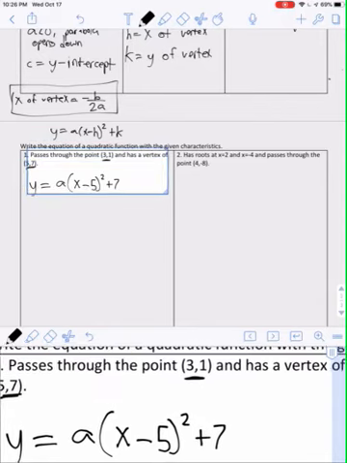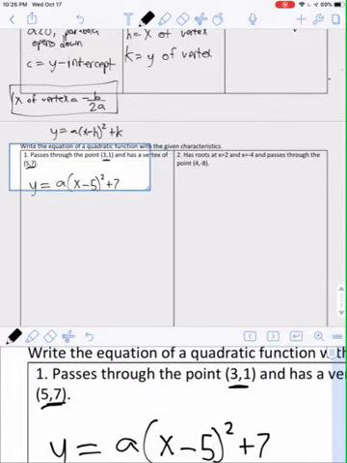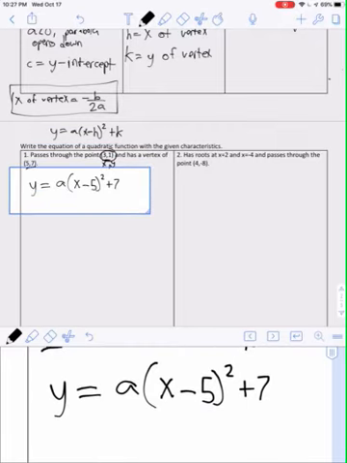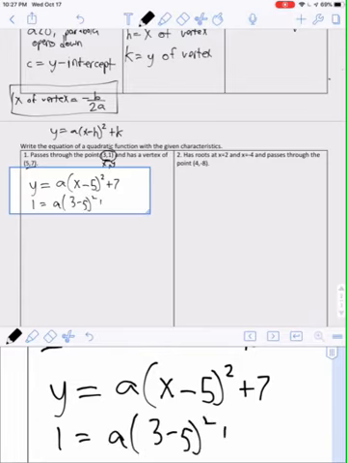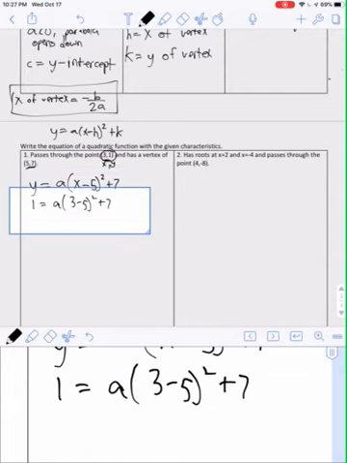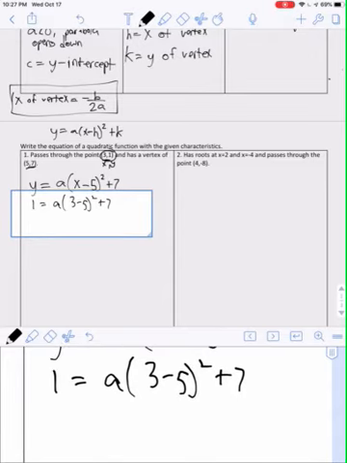So now, this is similar to when we find the equation of a line given a point. So I want to use the point 3, 1. So 3 is an x and 1 is a y. So I'm going to plug in 3, 1 for x and y, and then solve for what a is. Alright, so now I just have to simplify. So 3 minus 5 is, and I'll subtract 7 from both sides.